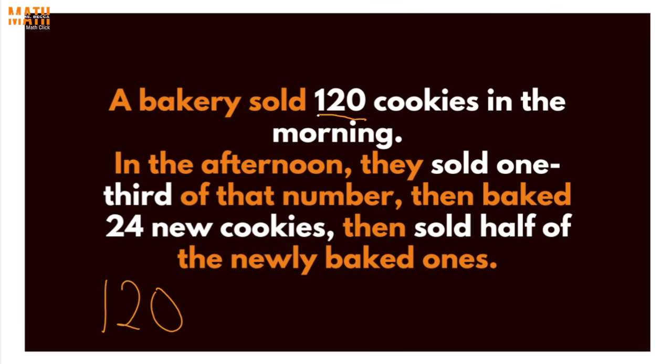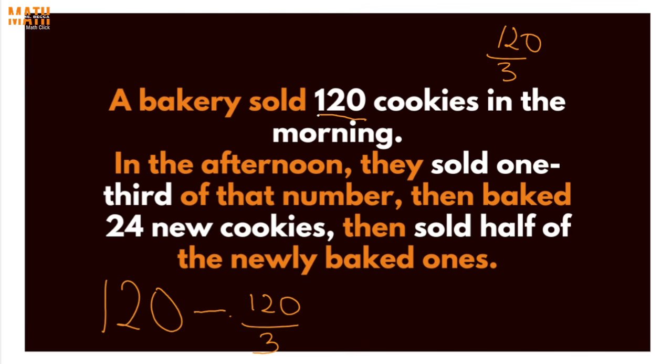120. In the afternoon, they sold 1/3 of that number. So 1/3 of 120, that means 120 divided by 3. So in the afternoon, they sold. If they sold, that means the number they had in the morning reduced by 1/3. That is, it will be minus. It reduced by 120 divided by 3. That is what that means.